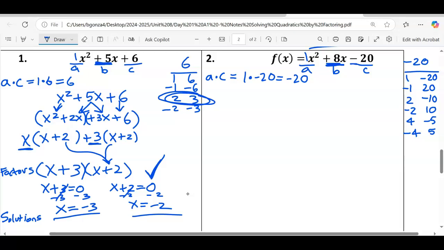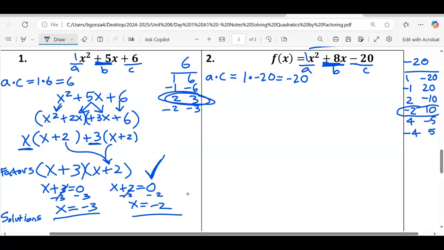Which one is going to give me a positive 8? Negative 2 plus 10. Okay, let me tell you, the 2 and the minus 10 would give you a negative 8, and we do not have a negative 8, a positive 8. Okay, so it's very important that you're very careful about which ones you pick. One wrong move could send you the wrong direction.